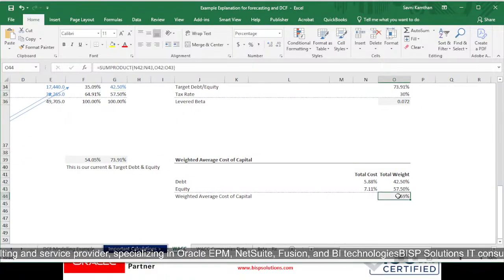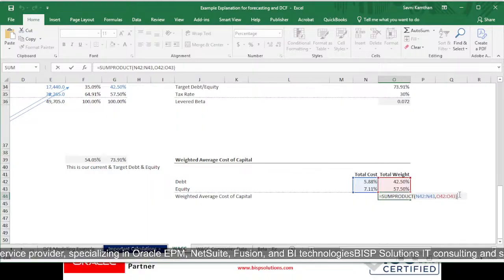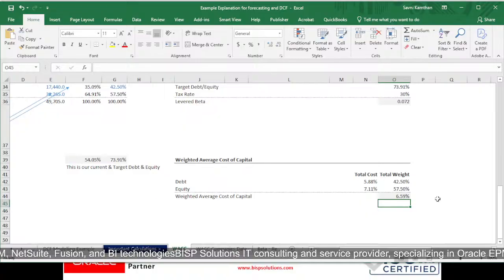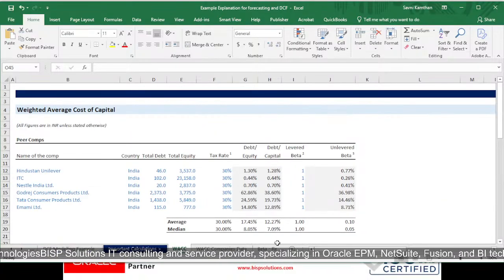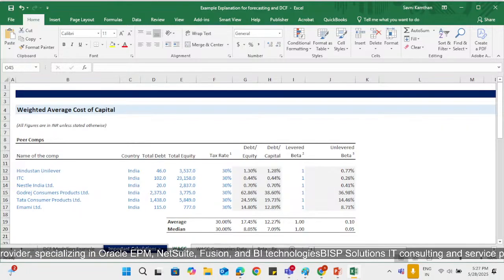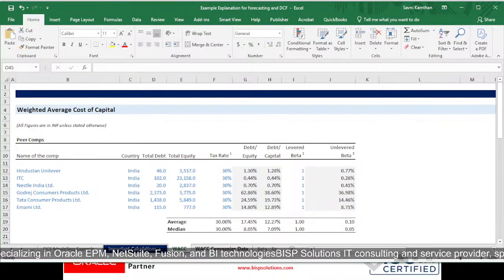And now if I want to calculate my weighted average cost of capital, I have taken the SUMPRODUCT formula, where I have taken my total cost and total weight, and when I calculate it, it comes to 6.59%. Like that only we will be calculating our weighted average cost of capital. Now moving forward to our beta regression. So how to calculate that? Before moving towards our beta regression, we will have to do one thing.